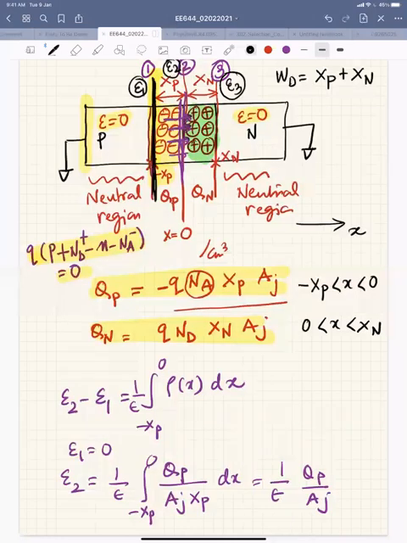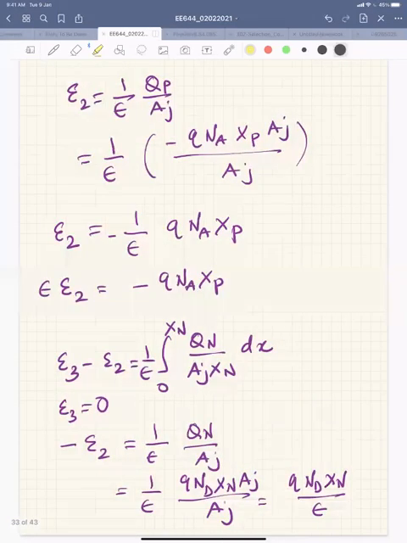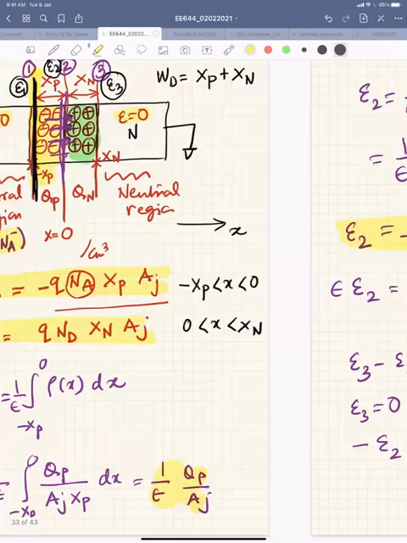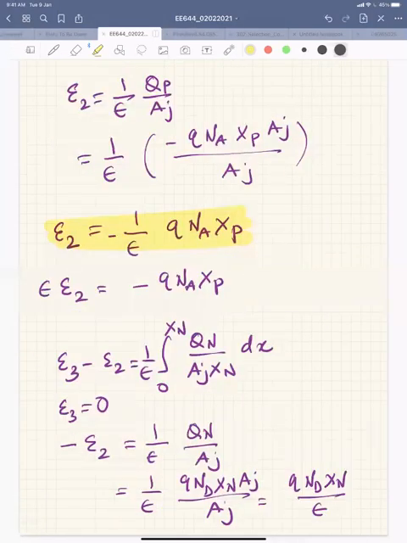So if I do that, I could write E2 is 1 by epsilon QNA XP, and I could also calculate, right? E2, the electric field, is nothing but minus 1 by epsilon QNA XP, right? So the field is negative, that means the field is in the opposite direction. Your x is from left to right. Since this field is coming out to be negative, that means your field is from right to left, right? So here the field is right to left, because of the negative sign.